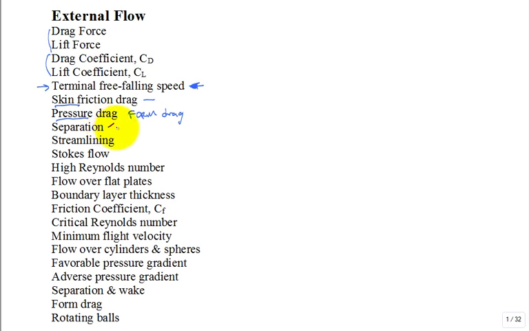Separation leads to typically having large wake regions behind objects that are going through fluids and increases the pressure drag. And so a lot of times the strategy is to avoid separation if you're trying to streamline an object, hence reduce the drag. And what you're going to be attacking when you streamline is to try to avoid the separation, creating a low pressure region in the back.